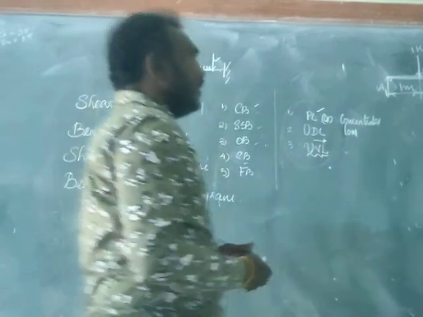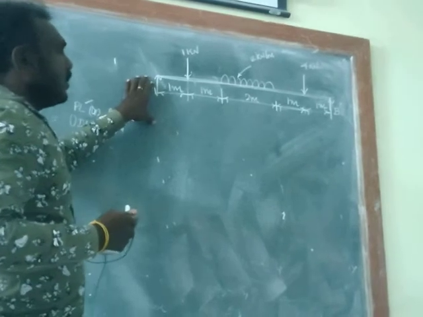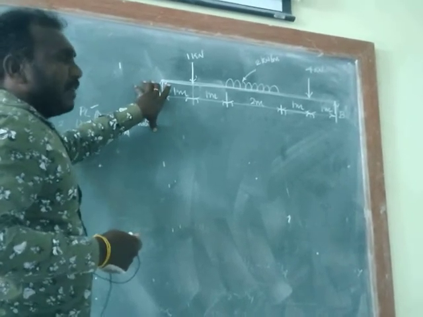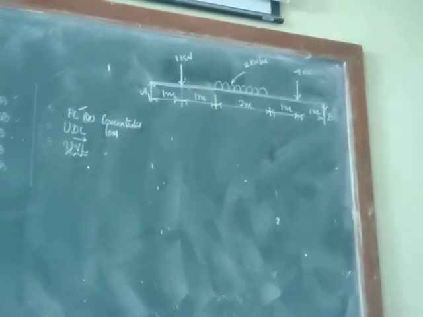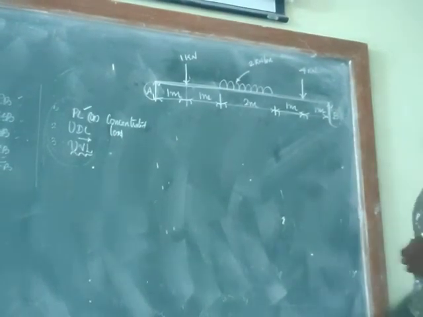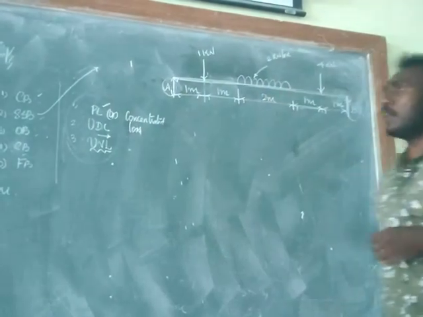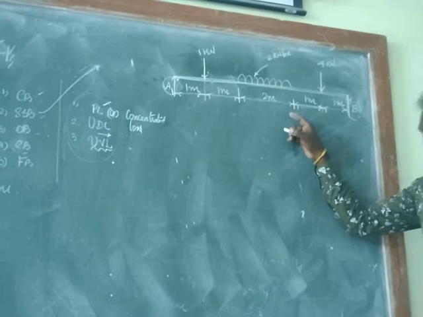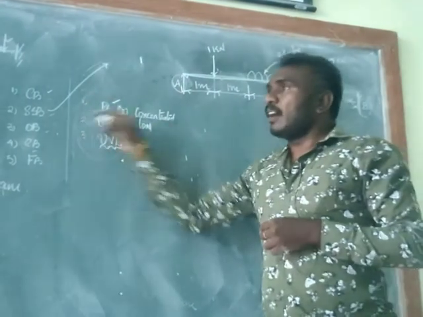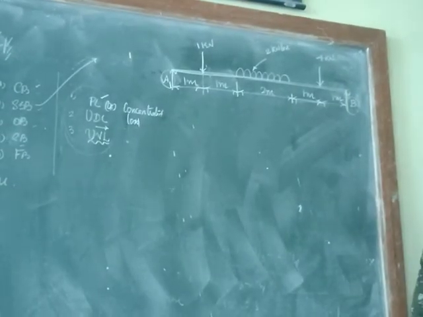For the given problem, we are going to draw the shear force diagram and bending moment diagram. First, we have to identify which type of beam it is. Here, the beam has 2 supports at its ends, so it is called a simply supported beam. How do we identify a simply supported beam? The beam having support at both ends is called a simply supported beam.